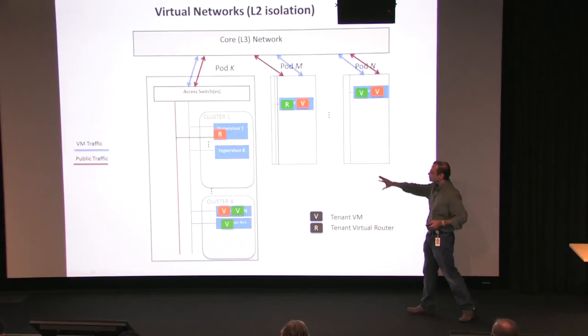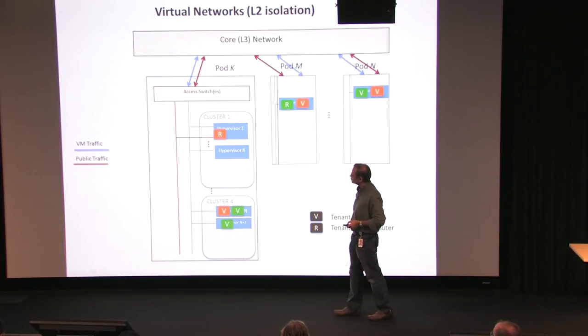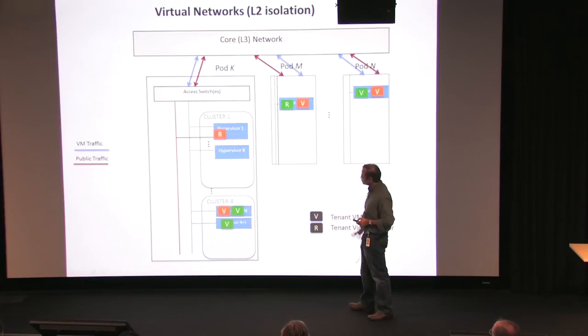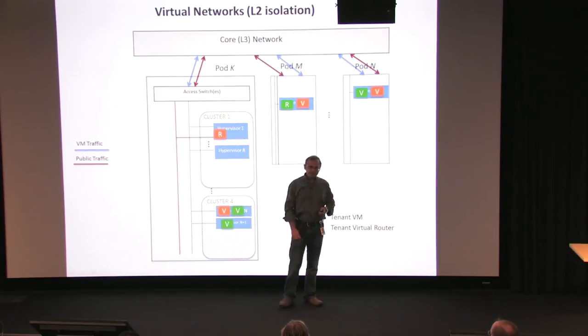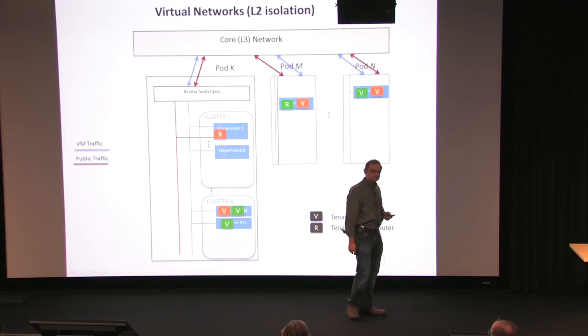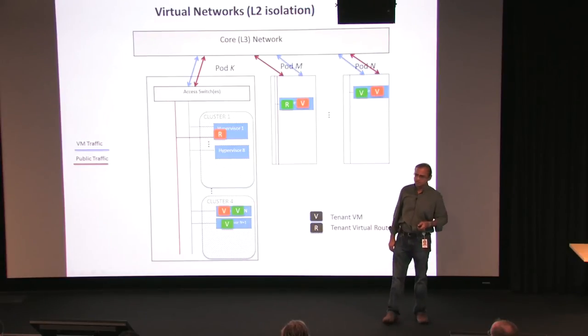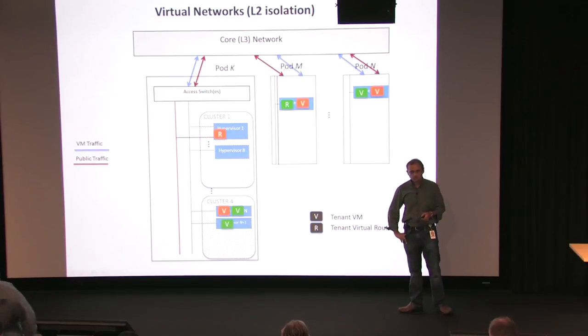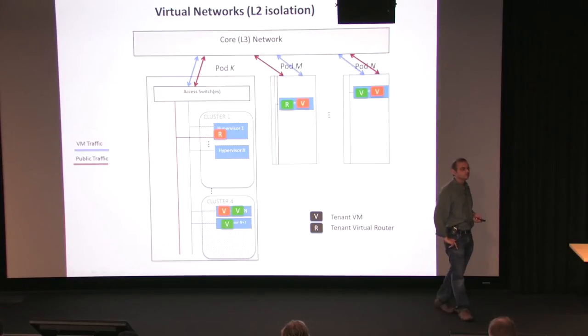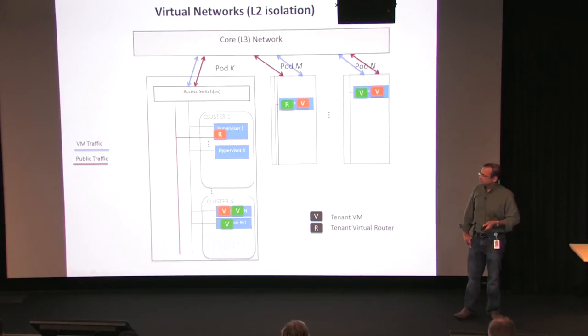This is just one way of working the advanced networking. In this mode, the router provides L2 through L7 services: DHCP, DNS, gateway service, NAT, source NAT, firewall, port forwarding, load balancing, and VPN.